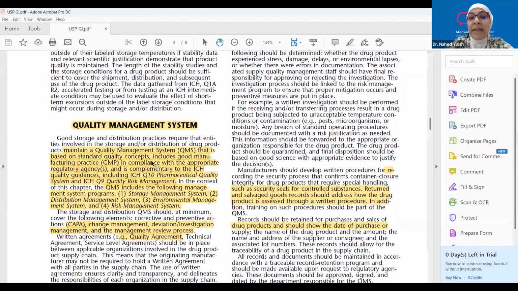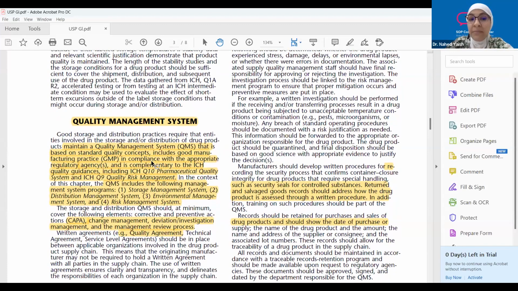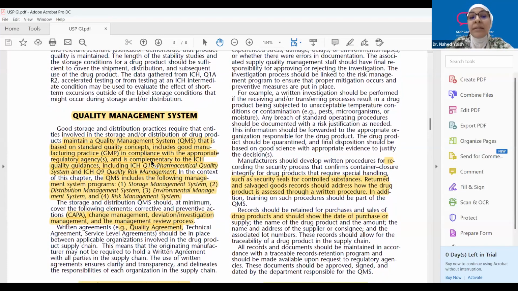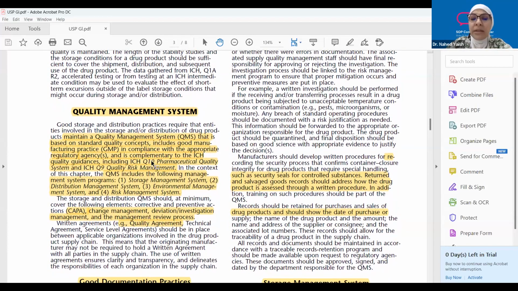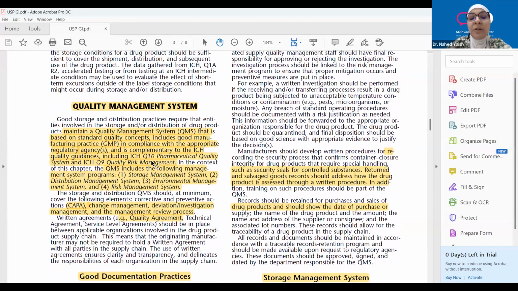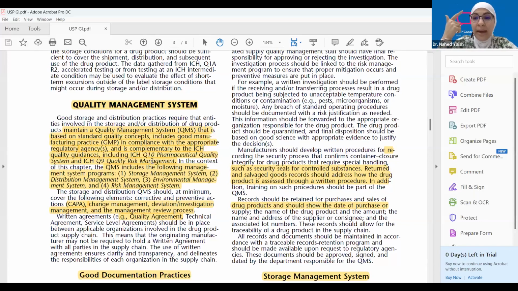To maintain a quality management system that is based on standard quality concepts, include the GMP in compliance with the appropriate regulatory agencies, and is complementary to the ICH quality guidance, the ICH Q10 and the ICH Q9, the pharmaceutical quality system and the quality risk management systems. So now we have the WHO, we have the US Pharmacopoeia, we have the ICH, the Q9 and the Q10.